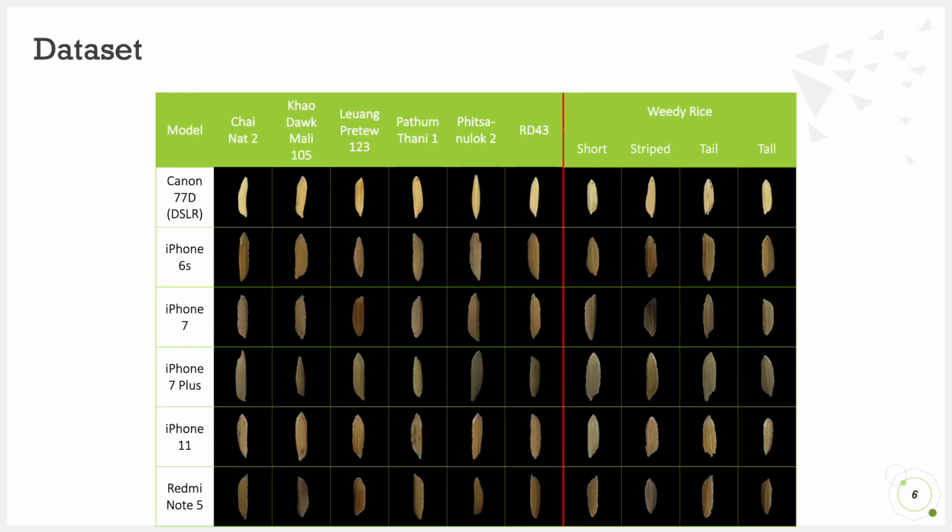The dataset we use consists of 10 species of rice captured by 6 different cameras. The 10 species are divided into 2 main types, cultivated and weedy rice. Also for the cameras, we divided them into 2 types. Canon 77D is a DSLR camera and the others are mobile cameras.